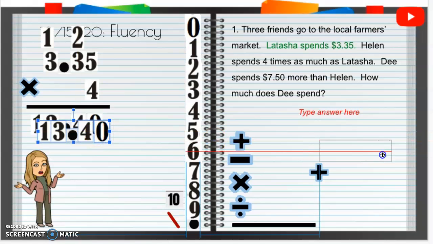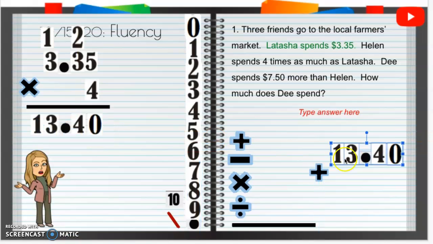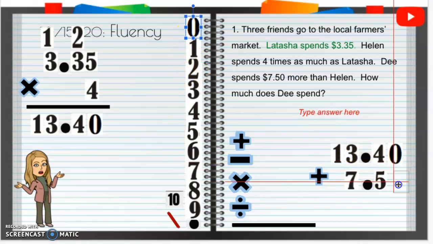plus $7.50. Do I have to line up my decimals if I'm adding and subtracting? Yes. When we're adding or subtracting, we do have to line up our decimals. So we have $7.50. Alrighty, there we go.